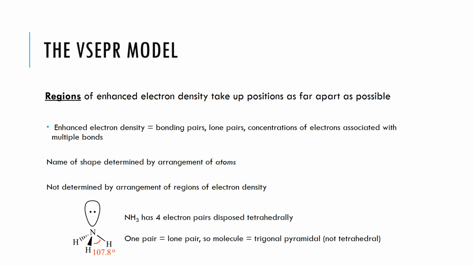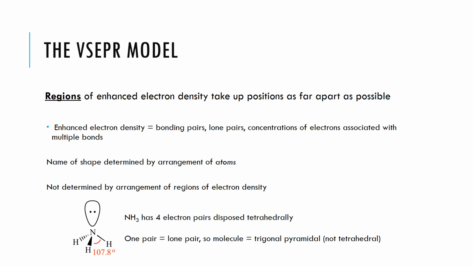Ammonia, NH3, has 4 electron pairs, or there are 4 regions of electron density in that molecule. Three of them come from shared electron pairs between nitrogen and hydrogen, so a chemical bond. And the other region of electron density comes from the lone pair that sits on top of the nitrogen.